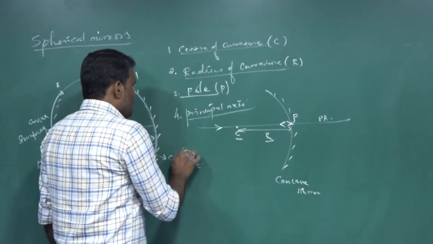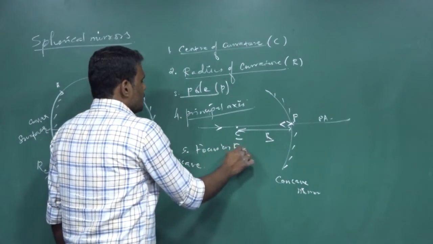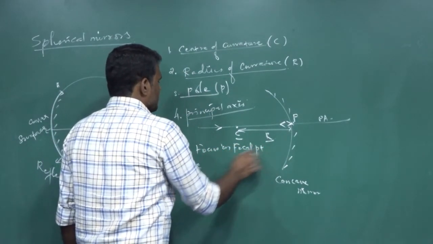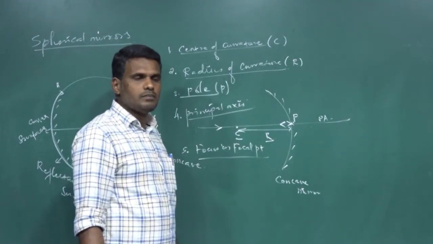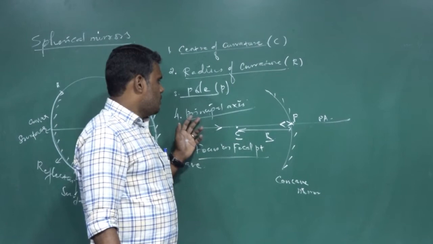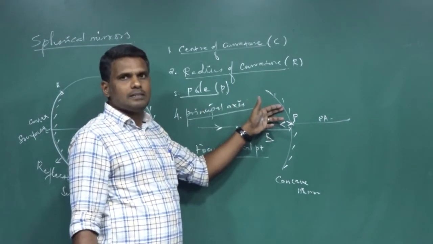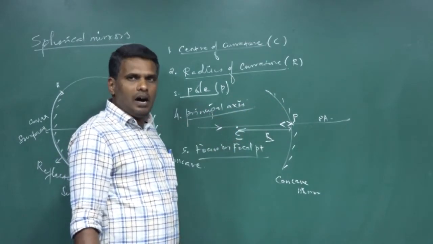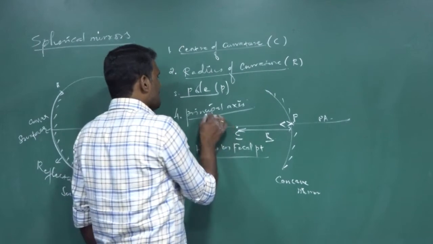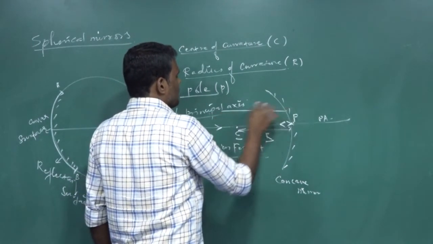Then, the fifth one, focus or focal point. When a ray is made to pass parallel to the principal axis, after reflection, I can show you here, a ray passing parallel to the principal axis.